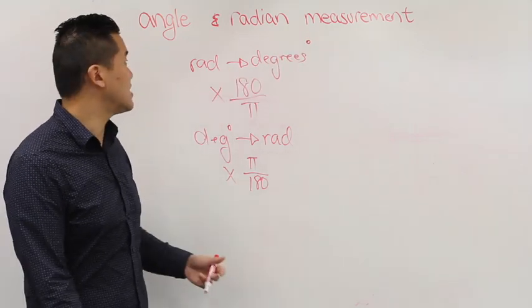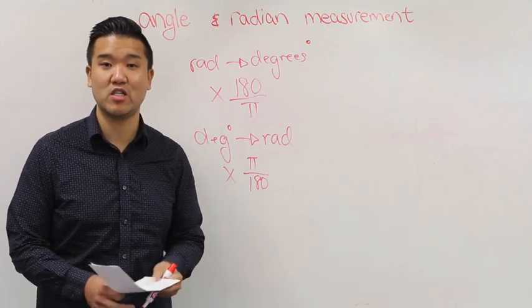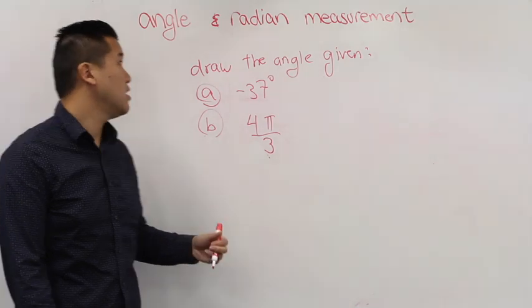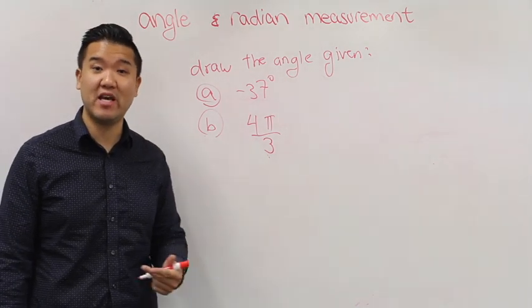All right, so that concludes our lesson. We're going to try 3 practice problems for beginner, intermediate, advanced level right now. Good job. All right, so we had our lesson on angle and radian measurements. Let's try 3 problems: basic, intermediate, advanced.